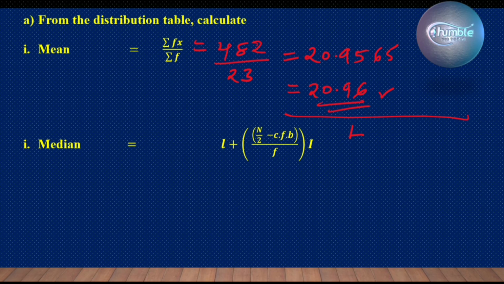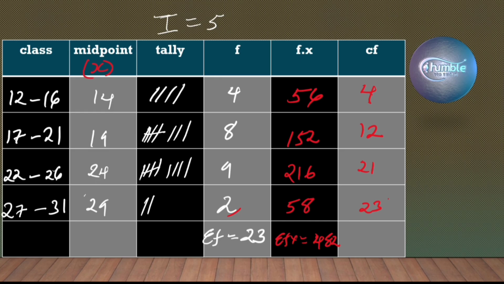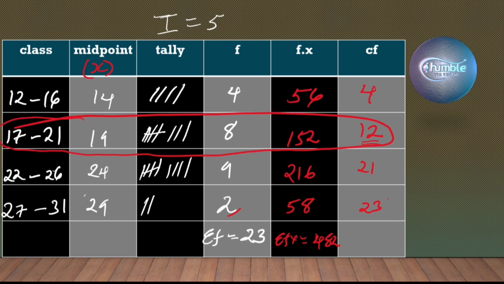So how do you know where the median class is? The median class is determined by, first of all, determining n over 2. We had that our n is 23. So if you take 23 and divide by 2, it gives you 11.5. So we're going to look for where 11.5 will fall in the CF column. Let us see. The first is 4, the next is 12, the next 21. So 11.5 will fall on the cumulative frequency 12. And therefore we are going to mark this class so that we work with it. It will help us work the median. So therefore 17 to 21 is the median class.